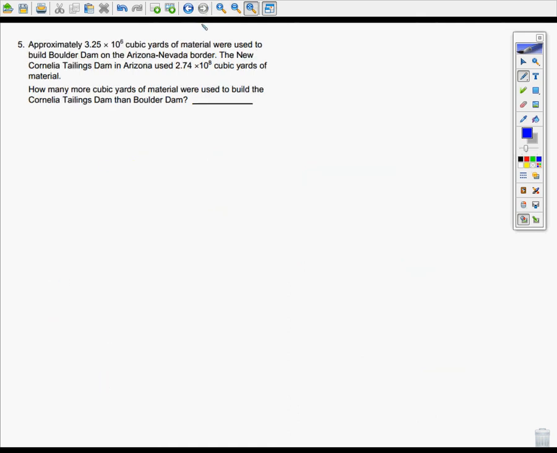Lots of money. All right, and lastly, approximately 3.28 times 10 to the 6th cubic yards of material were used to build Boulder Dam on the Arizona-Nevada border. The new Cornelia Tailings Dam in Arizona used 2.74 times 10 to the 8th cubic yards of material. How many more cubic yards of material were used to build the Cornelia Tailings Dam than the Boulder Dam? So we put the larger one on top, which was the Cornelia Tailings, and then the Boulder Dam, and we are subtracting. We want to know how much more material.